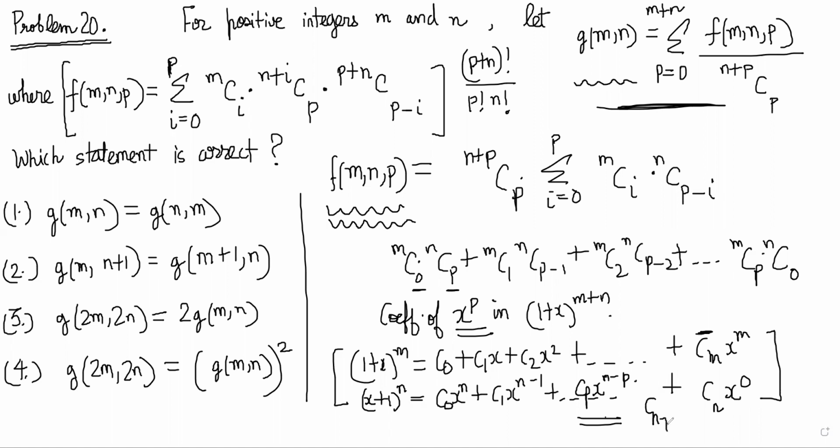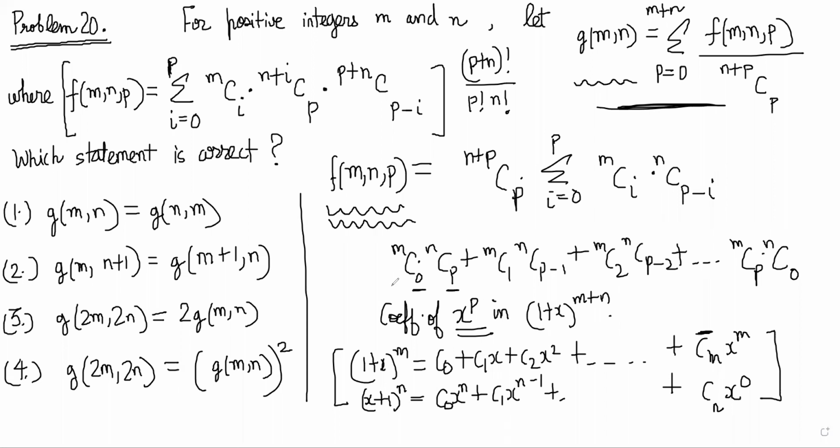C of n minus p x power p term here with the. Okay, I am making a mistake here. We don't need to think like that. What we can say is I need coefficient of x power p in (1 plus x) power m plus n. How do I know that?